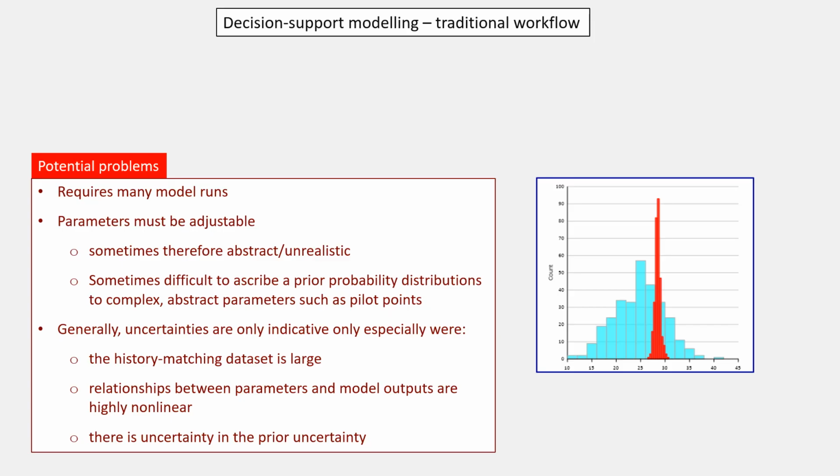As a result, the uncertainties which emerge from this process are often only indicative, especially if we don't get a good fit with the data, and especially if the relationships between model outputs and parameters is nonlinear, which often prevents us getting the fit that we'd like. And also, especially if there is uncertainty in the prior uncertainty of parameters, as there will be if parameters are abstract devices such as pilot points. So this method of extracting information from data works up to a point.